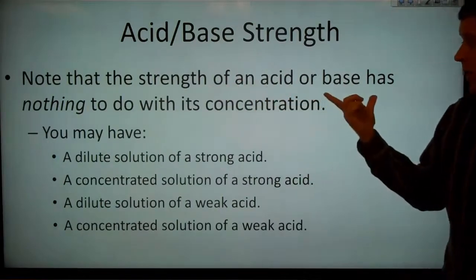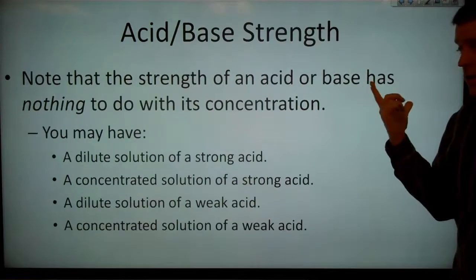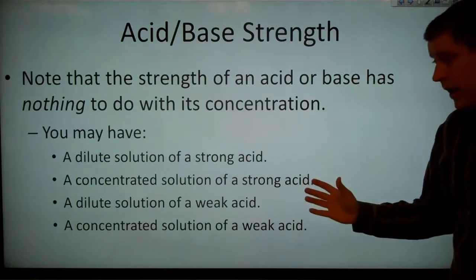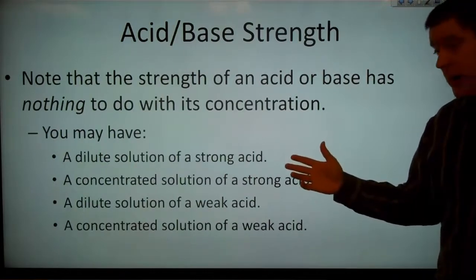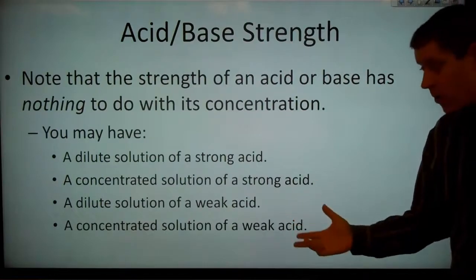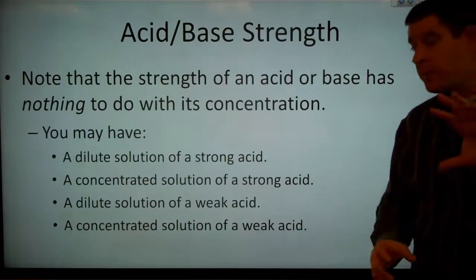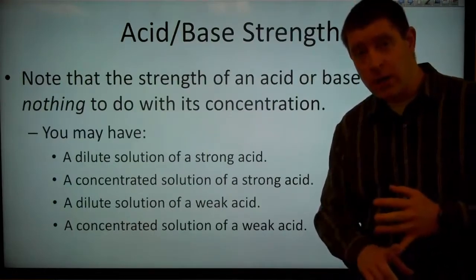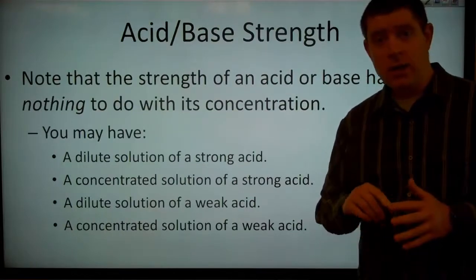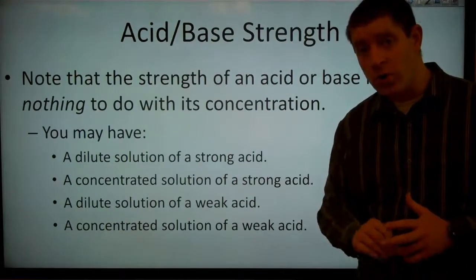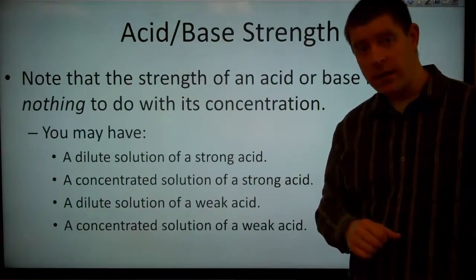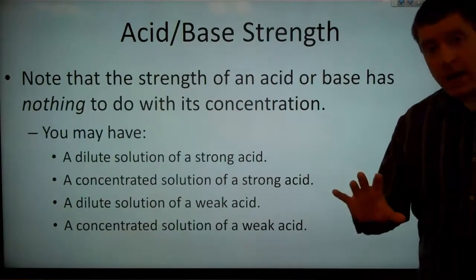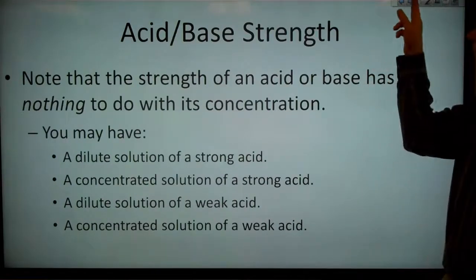So note here that the strength of our acid or base has nothing to do with its concentration. You can have a concentrated solution of a strong acid or a dilute solution of a strong acid. You can have a dilute solution of a weak acid or a concentrated solution of a weak acid. So again, the strength of the acid or base has nothing to do with the concentration, and it doesn't necessarily mean that the acid or base is more reactive. It just means whether or not the acid or base is dissociating in water.